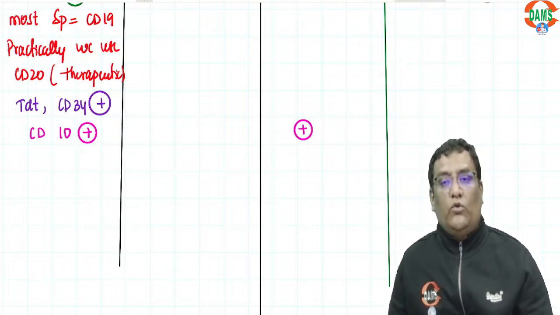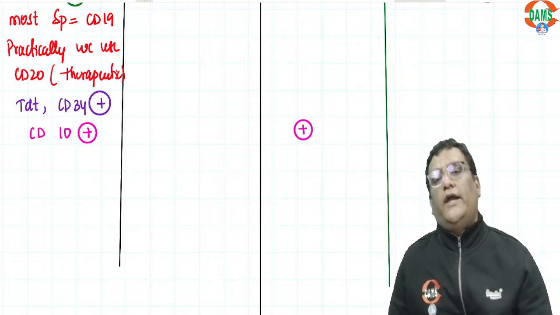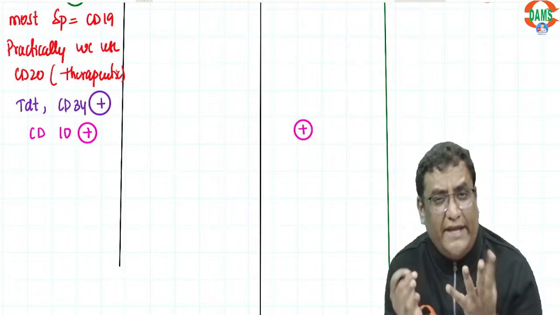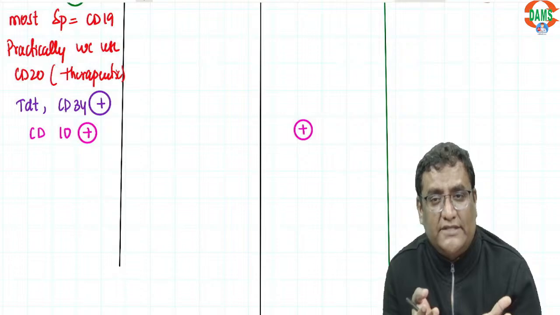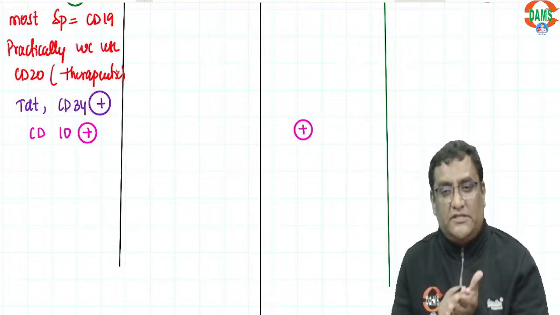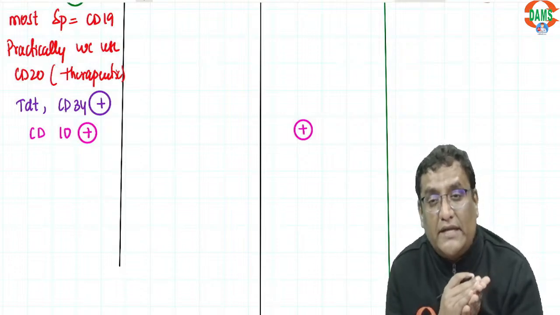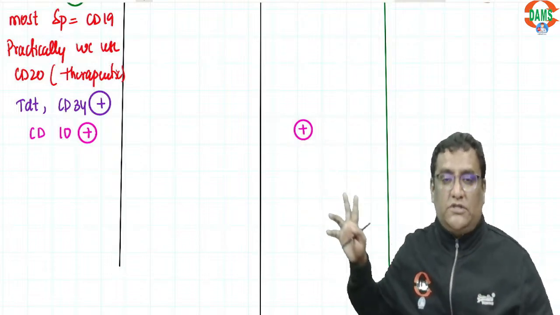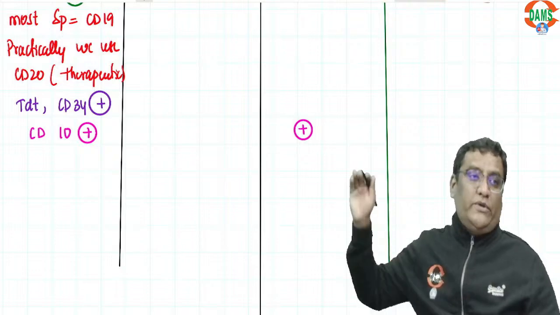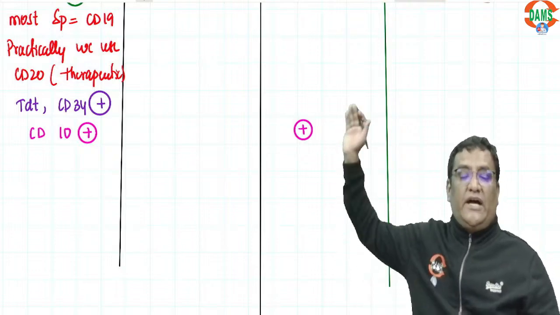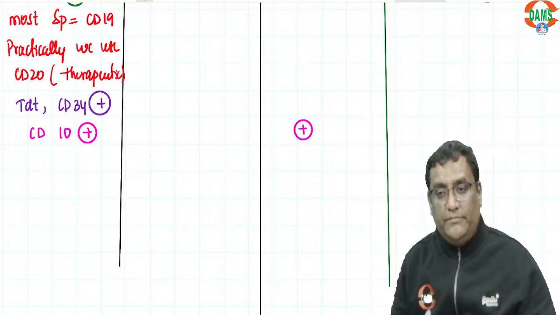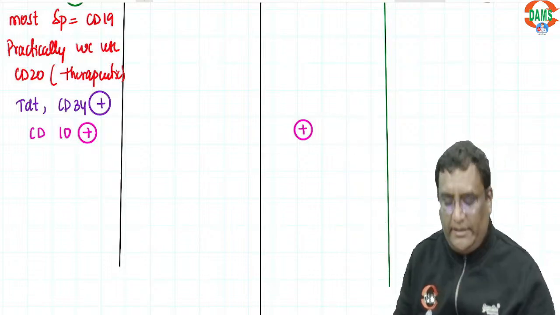It could be either a precursor B or a germinal center B. It cannot be T because CD20 is positive already. Why? I said CD20 positive and CD10 positive. CD20 positive means B cell. CD10 positive means either it is a precursor or it can be a germinal center B as well. Yes, very good.